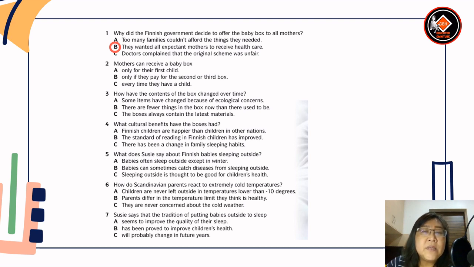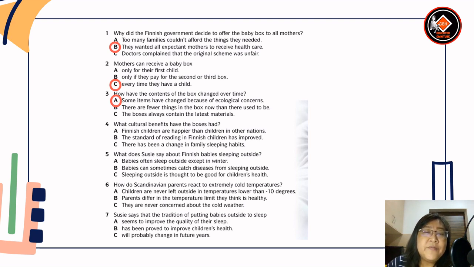Mothers can receive a baby box only for the first child, only if they pay for the second or third box, or C. every time they had a child. So answer is C. How have the contents of the box changed over time? Some items have changed because of ecological concerns. There are fewer things in the box now than there used to be. The boxes always contain the latest materials. So answer is A.